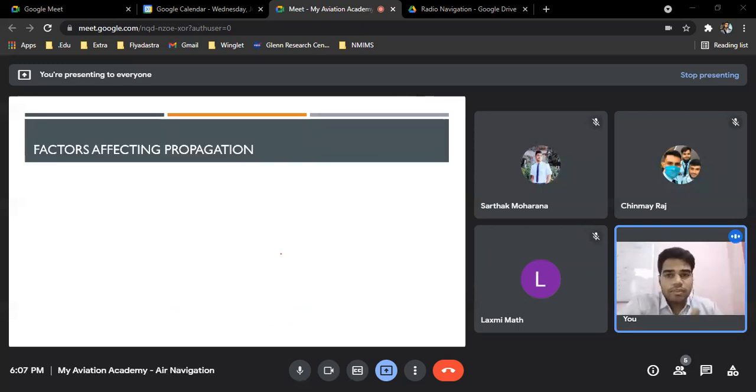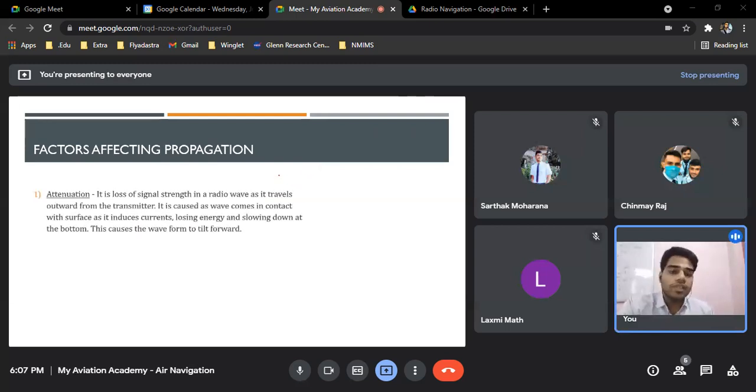What are the factors which affect the propagation? There must be some factors. Let's take a simple example. The sun lights up and its rays come onto the earth. When you stand behind a building and the sun rays are blocked, this is a factor affecting the sun rays. That is how we're going to see how radio waves are affected in different atmospheric conditions. The first one is attenuation. Attenuation is the loss of signal strength in the radio wave as it travels outwards from the transmitter.